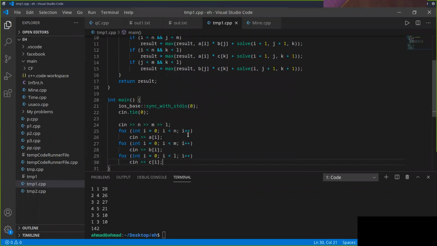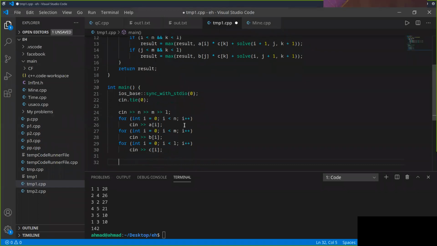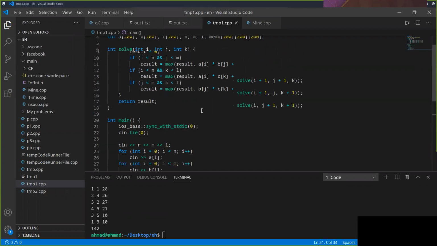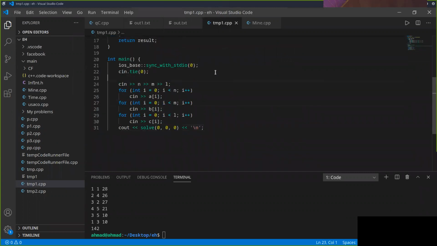So now I'm taking the values of A. So now I took the values of the three arrays and then I'll just print solve 0, 0, 0. That's it. Let's try that.